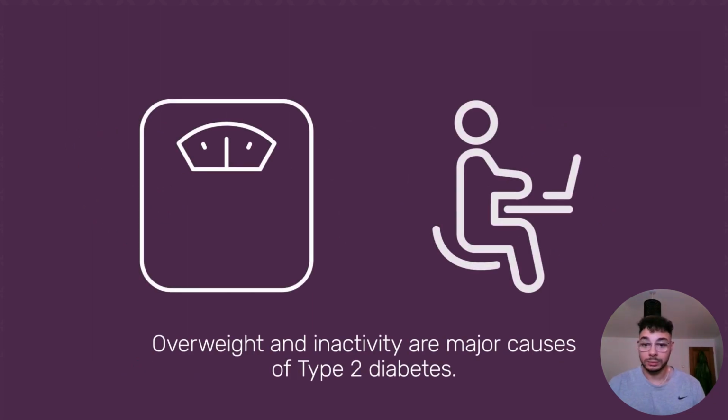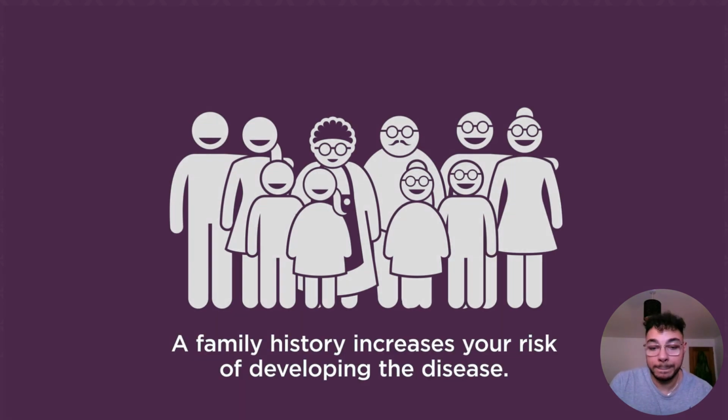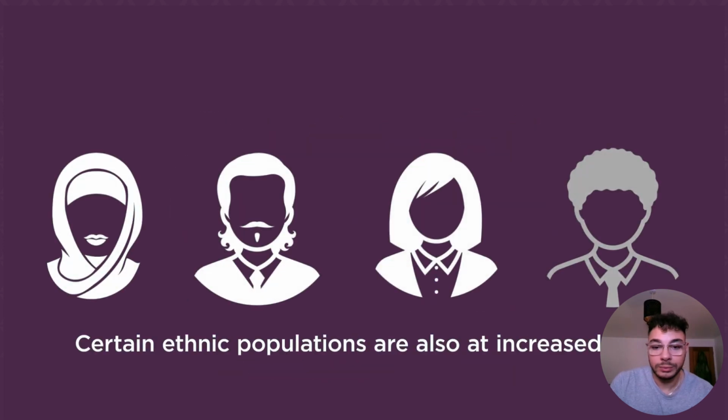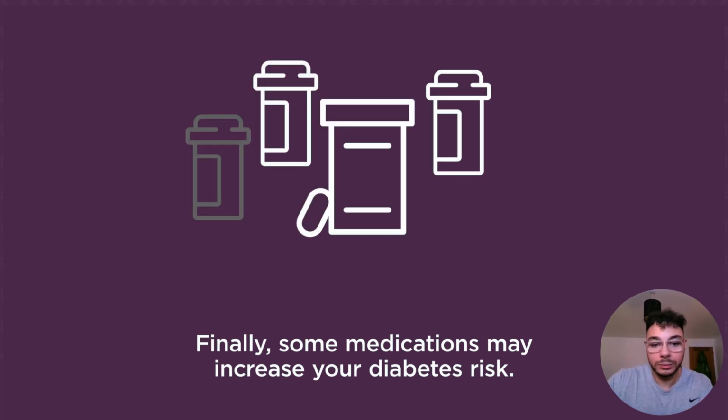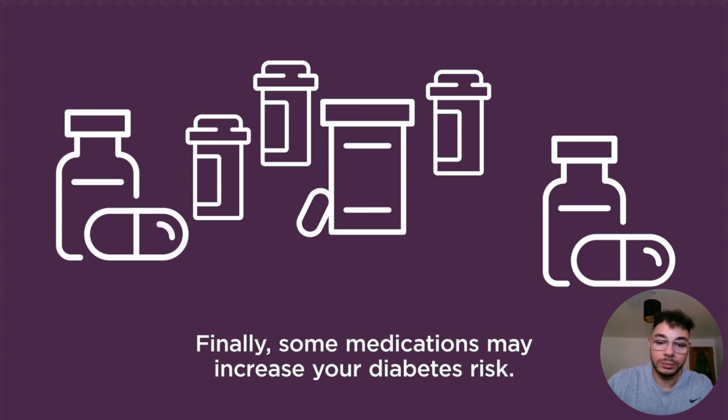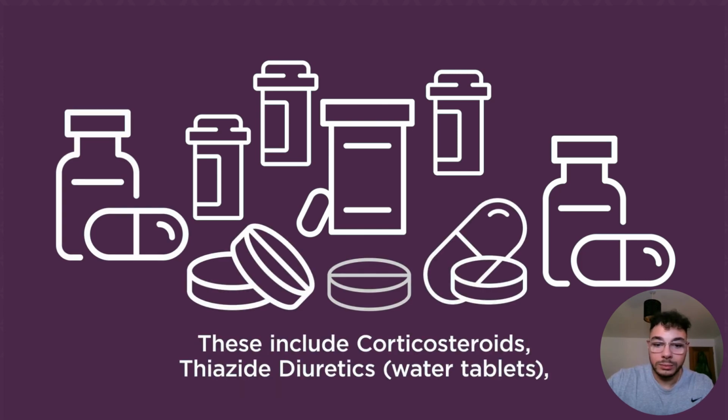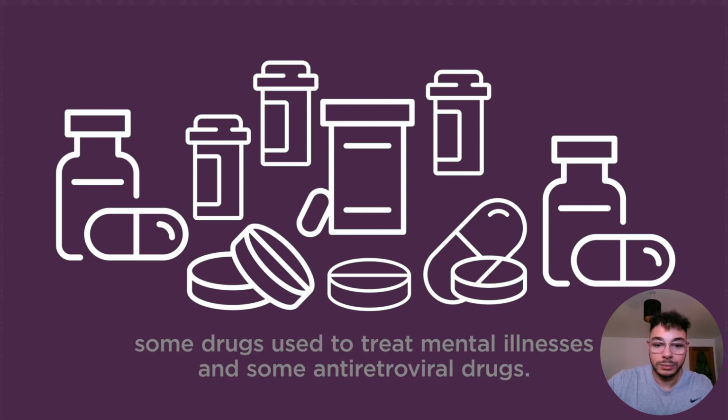Overweight and inactivity are major causes of type 2 diabetes. A family history increases your risk of developing the disease. Certain ethnic populations are also at increased risk. Finally, some medications may increase your diabetes risk. These include corticosteroids, thiazide diuretics or water tablets, some drugs used to treat mental illnesses, and some antiretroviral drugs.